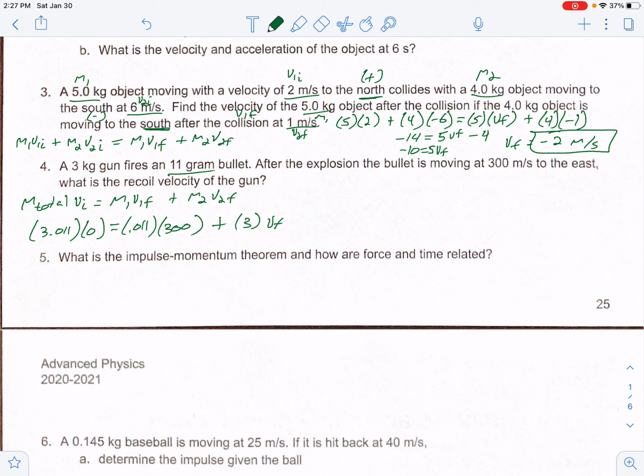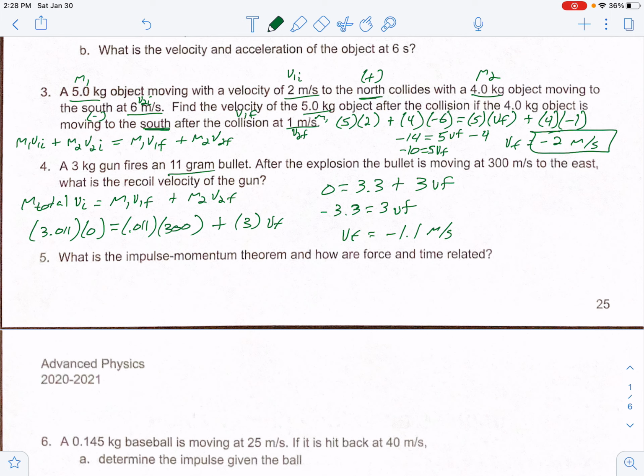So I'm going to bring this over here. So 0 equals 0.011 times 300, which is 3.3. So I'm going to go ahead and simplify that. Plus 3 VF. Okay, I'm going to bring that 3.3 over. It becomes negative. So negative 3.3 equals 3 VF. And if I divide both sides by 3, I have a final velocity of negative 1.1 meters per second. Okay, so it's okay that it's negative because the bullet's going east, and then when a gun recoils, it goes the other way. So it's going to be a negative velocity.